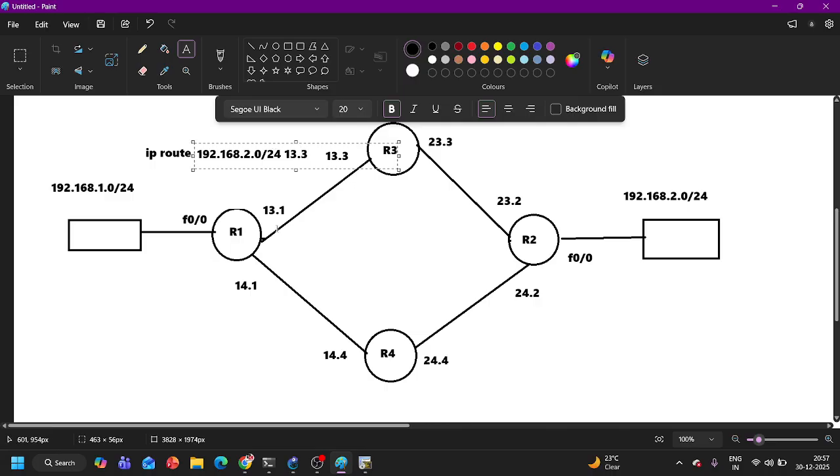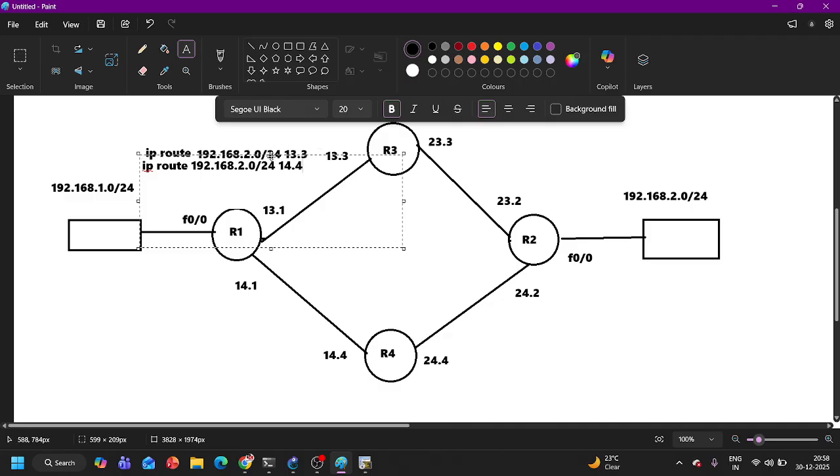Okay. Now if R3 goes down, then what will happen? Can router 1 reach this subnet? If R3 fails, or if this link fails, another static route maybe. Tell me how. Tell me the same command. The problem is if you repeat the same command: 192.168.2.0/24 and 14.4. What will happen when I run this command, guys?